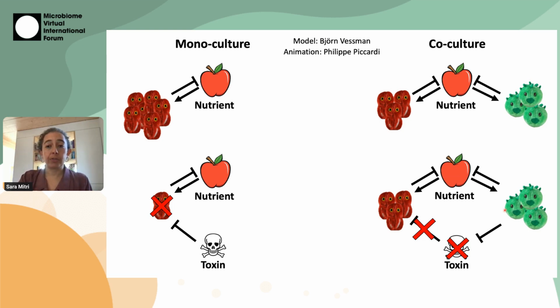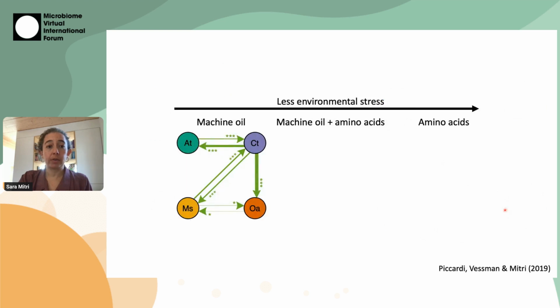Okay, so then the prediction was if we could take the original machine oil and make it less stressful. So the idea was ideally we would remove the toxicity from it, but that's very hard to do because you just buy the machine oil off the shelf. So instead we thought maybe we can make it more benign by adding amino acids, which the microbes would eat, or we could just remove the machine oil completely and just put amino acids. So the idea is here we're changing the balance between toxicity and nutrients.